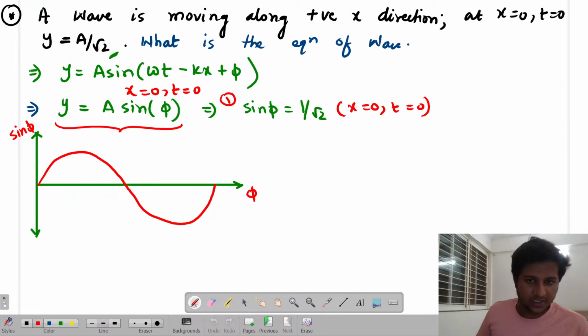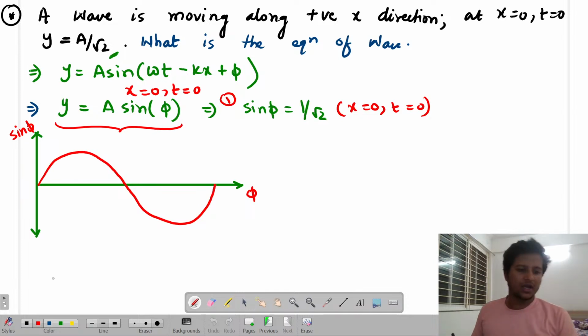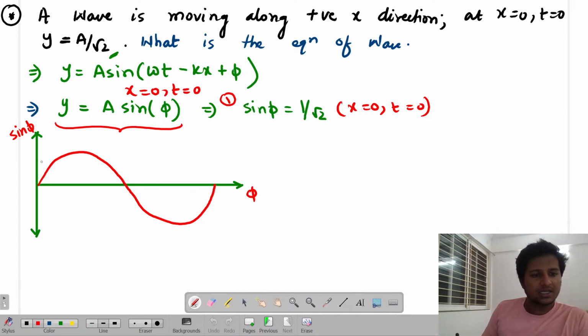No, we will not shift it. We will just consider it from 0. I'll tell you why, because the answer will come like that. The sine graph is never ever going to shift. How come it will shift? It will never ever shift. Who said that?